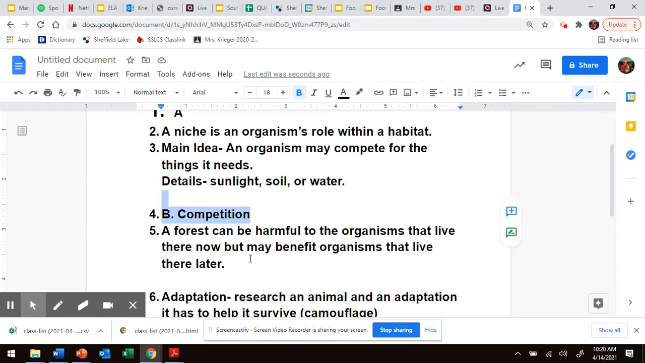Number five, analyze. How can a forest fire have both beneficial and harmful changes? You might have had to research how forest fires can be beneficial, meaning it helps, or also harms that environment. Possible answer, a forest fire can be harmful to the organisms that live there now, but down the road, an effect might be those organisms benefit later. That's just a possible answer.